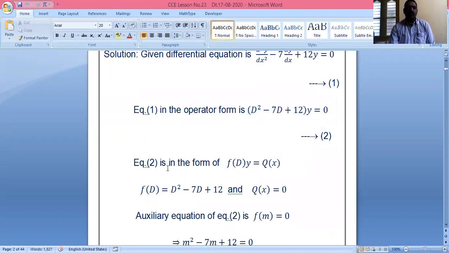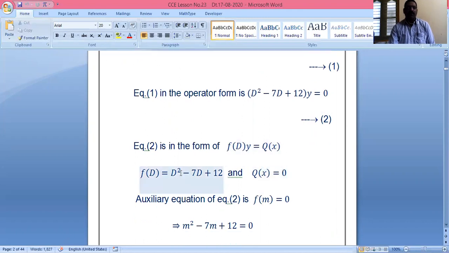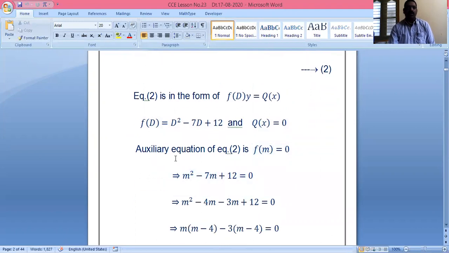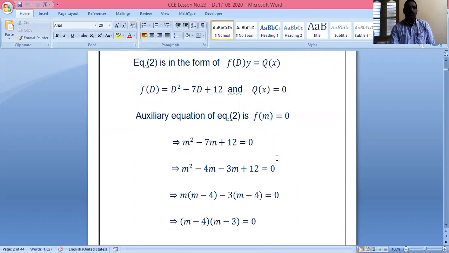Now, equation 2 is in the form of f of d into y is equal to q of x. Here, f of d is equal to d square minus 7d plus 12 and q of x is equal to 0. Auxiliary equation of equation 2 is f of m is equal to 0. That implies m square minus 7m plus 12 is equal to 0.